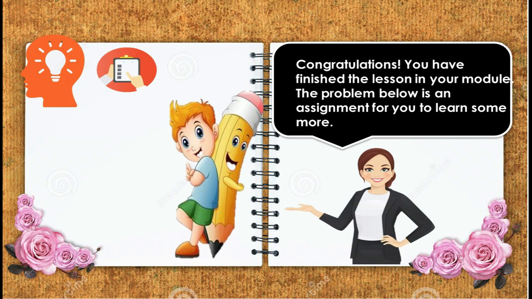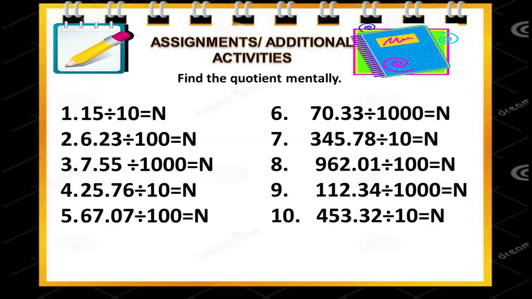The problem below is an assignment for you to learn some more. Your assignment, find the quotient mentally. Number 1, 15 divide 10. For number 2, 6 and 23 hundredths divide 100. Number 3, 7 and 55 hundredths divide 1,000. Number 4, 25 and 76 hundredths divide 10. Number 5, 67 and 7 hundredths divide 100. Number 6, 70 and 33 hundredths divide 1,000.